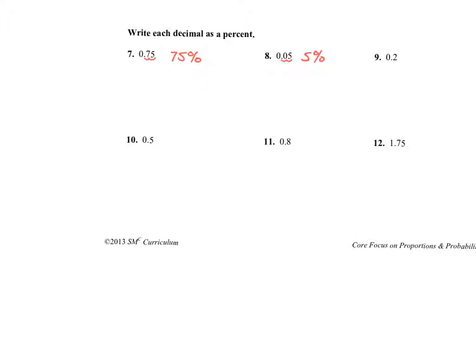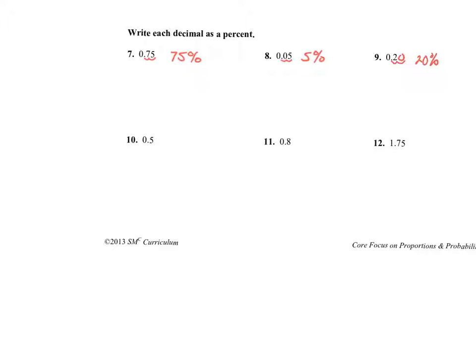Number 9, decimal to percent again. Move the decimal 2 spots to the right. 1, 2. 0.2 decimal is 20%.